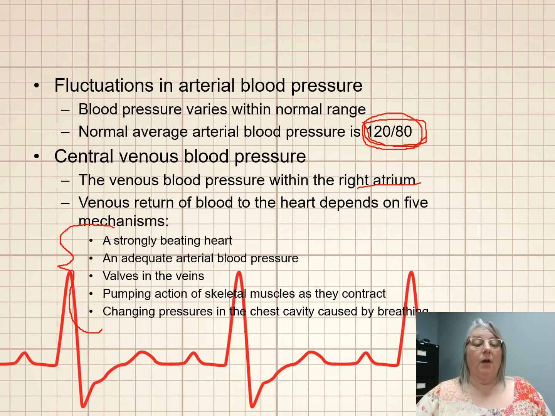How strong did the heart beat? Was there an adequate atrial blood pressure? What happened with the valves in the veins? Did the valves in the veins work? The pumping action of the skeletal muscles as they contract. Changing pressure in the chest cavity caused by breathing. That'll make a difference in the venous blood pressure.